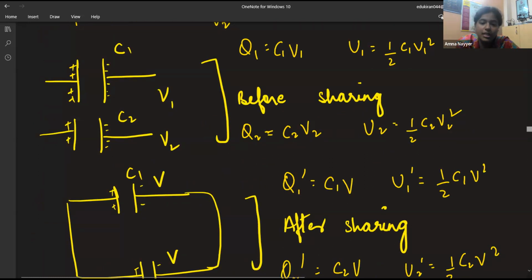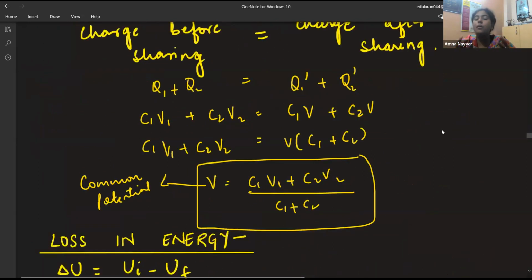V is the common potential that we have chosen. Since the amount of charge remains the same, it's all about conservation of charges. So initial charges are equal to final charges. So common potential becomes C1V1 plus C2V2 divided by C1 plus C2. First, tell me, I'm asking all of you, till here, till common potential, is it clear to all of you? Or should I repeat once more?